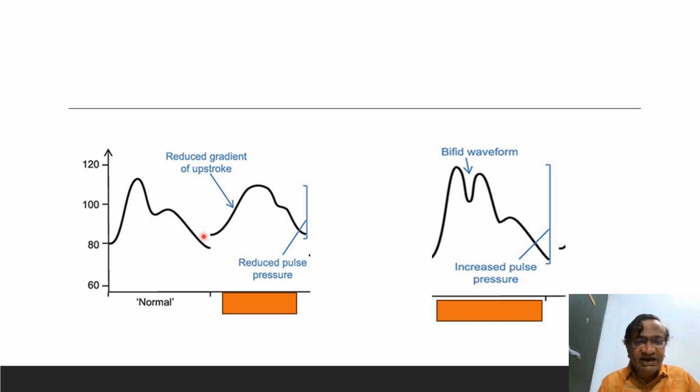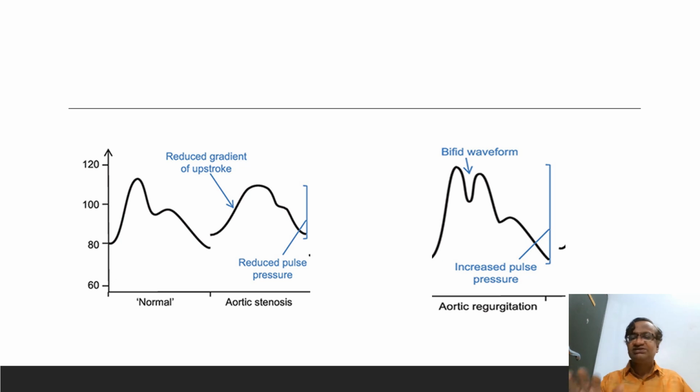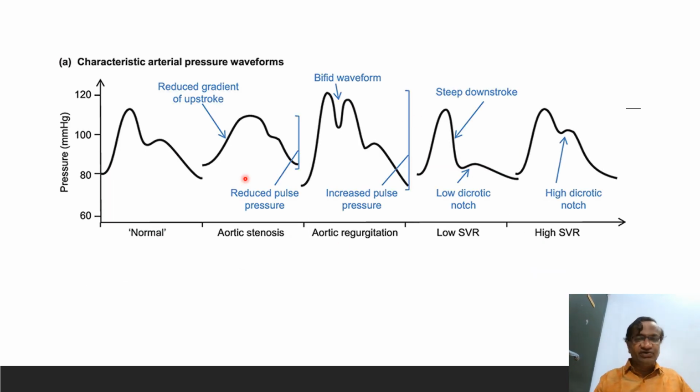Now we have a reduced upstroke, and this is also relatively less. Now this diastole seems to be okay, but the pulse pressure is less. Slow upstroke, reduced pulse pressure, reduced BP is significant of aortic stenosis. Now you see here, there is a bifid waveform, high BP, low diastole, increased pulse pressure. All these make aortic regurgitation. So we can see aortic stenosis, aortic regurgitation.